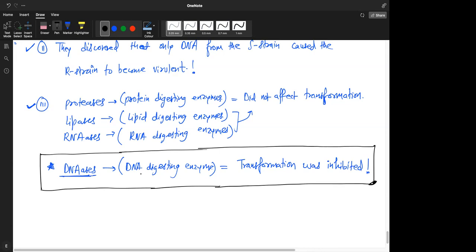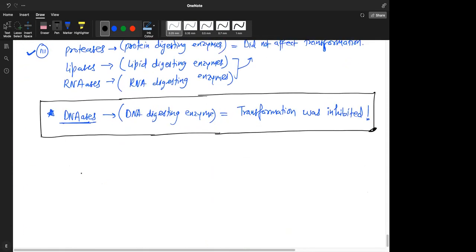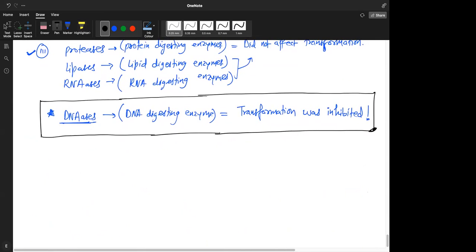So do you think, are you convinced? Do you think that their conclusion that DNA was the genetic material, are you convinced? So they concluded. Yes, Fatima seems to be convinced. So they concluded that DNA is the genetic material.